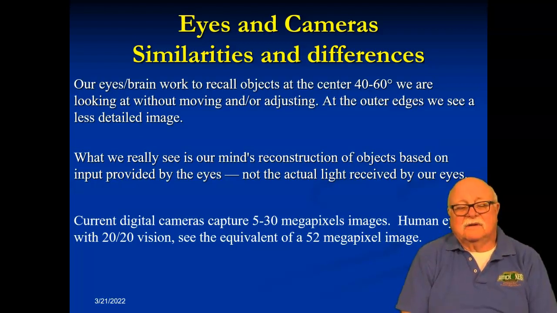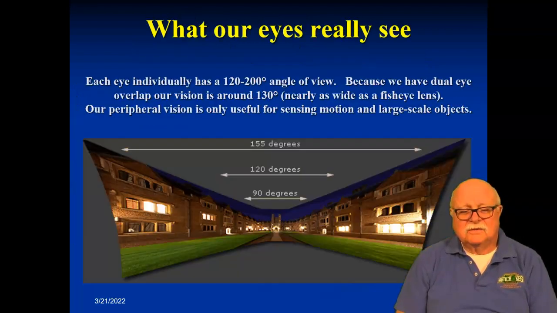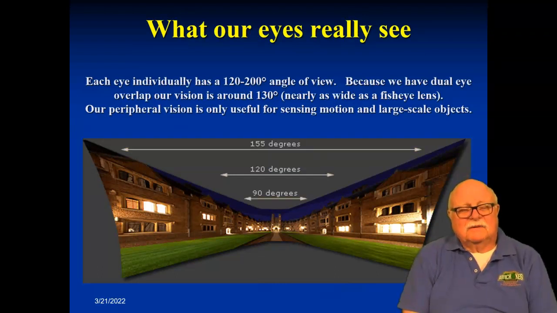The current digital camera can capture somewhere between 5 and 30 megapixels. The human eye can capture up to 52 megapixels worth of information. Here's an illustration showing how our eyes work together and what we can see. We have binocular vision, and that allows us to overlap and to get three-dimensional vision. We can see depth. Our camera is monocular. It only captures in 2 dimensions, height and width. Not like the human eye, which can see depth.